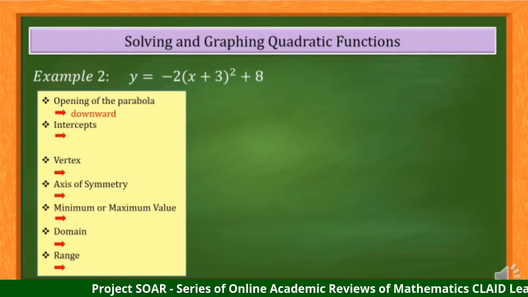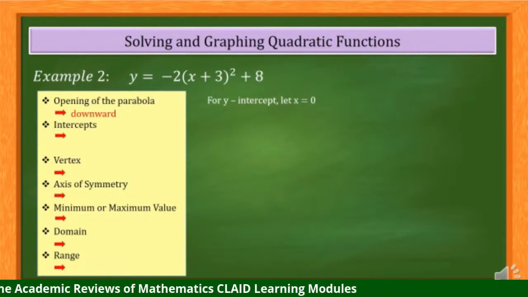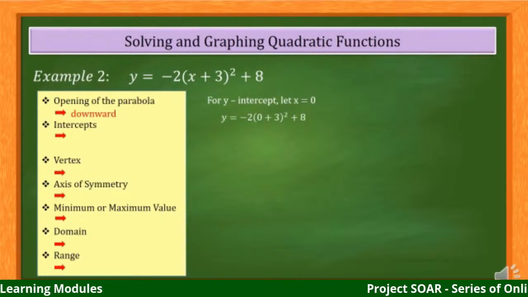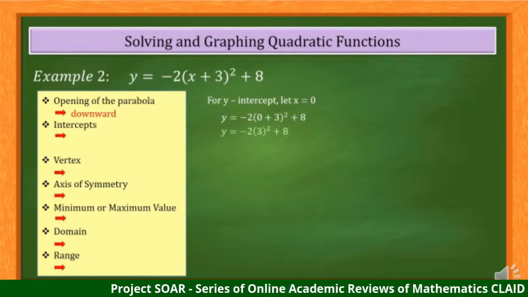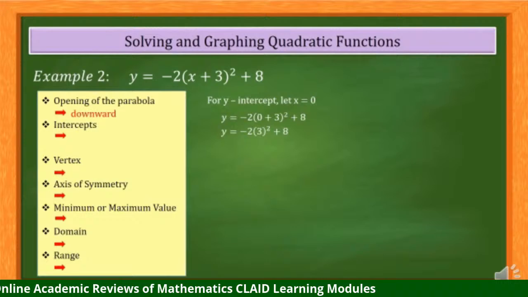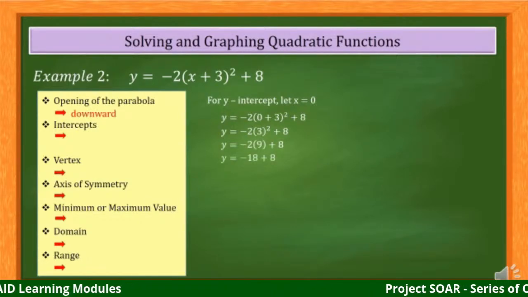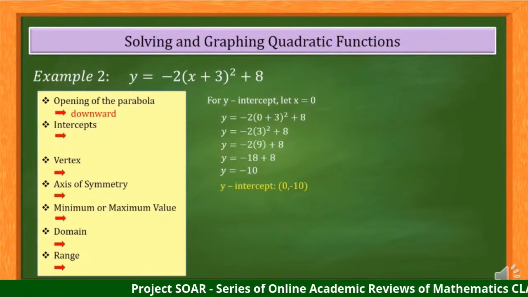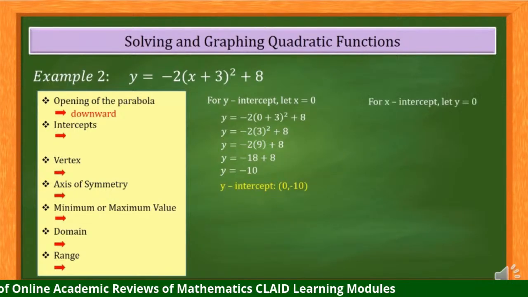Next is intercepts. For y-intercept, we let x equals 0. So, ibig sabihin, lahat ng x natin magiging 0. So, y equals negative 2 times the quantity of 0 plus 3 squared plus 8. Then, y equals negative 2 times 3 squared plus 8. The result is negative 2 times 9 plus 8. Then negative 18 plus 8. So the answer is negative 10. So for y-intercept, we have point 0 and negative 10.